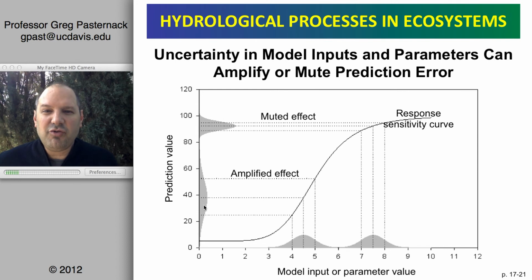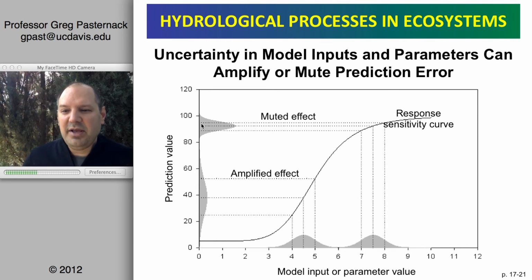That's a very strong amplifying effect. But let's say you're in a case where you go from 7 inches of rain to 8 inches of rain, but you only go from a runoff of 89 to 94. So that's a highly muted effect.